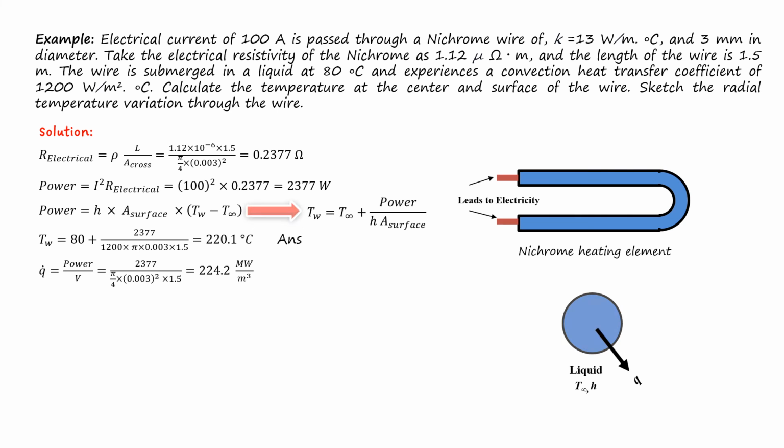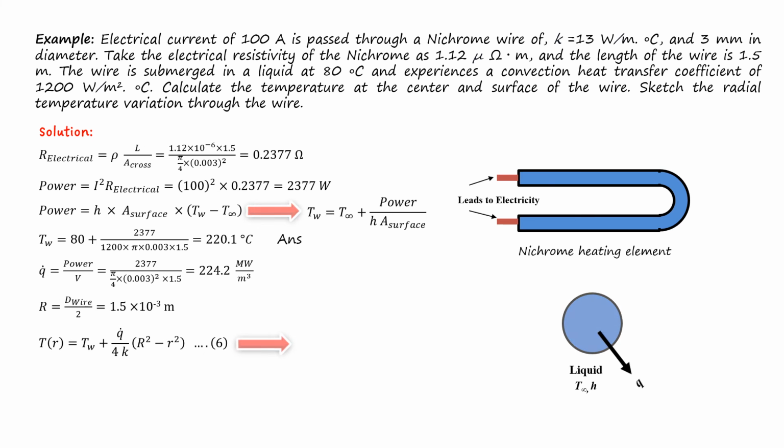Q dot equals power divided by volume, which represents the heat generation per unit volume. If we substitute the values of the power and use the dimensions, diameter and length of the cylindrical wire, then we will get 224.2 megawatt per cubic meter. R equals D sub wire divided by 2, which represents the outer radius of the wire, equal to 1.5 times 10 to minus 3 meter.